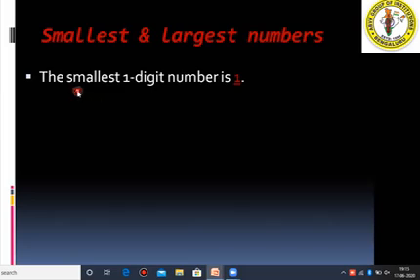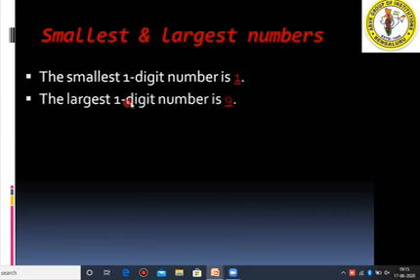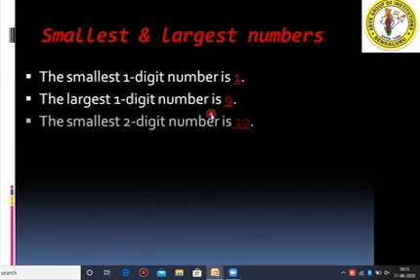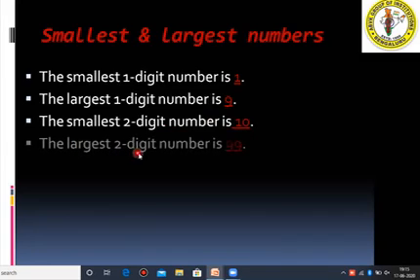Here we have the smallest 1-digit number. Already we have learned 1-digit numbers are 0 to 9. In this 0 to 9, the smallest number is 1. Next is the largest 1-digit number. The smallest is 1 and the largest, the biggest number, is 9. Next we have 2 digits. The smallest 2-digit number is 10 and the greatest 2-digit number is 99.